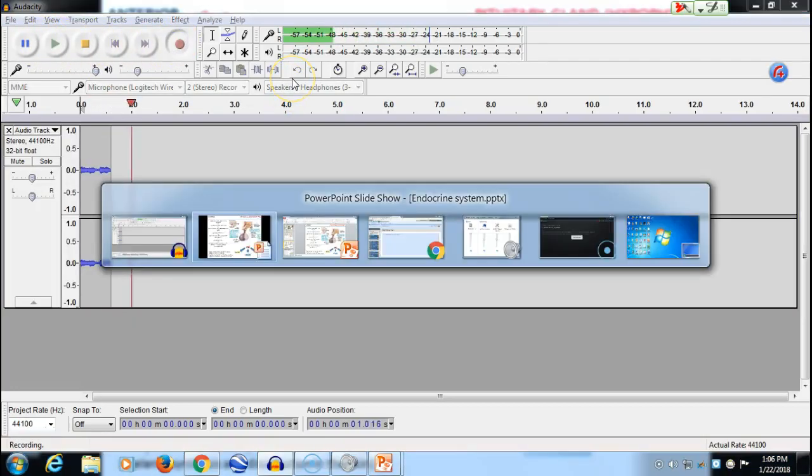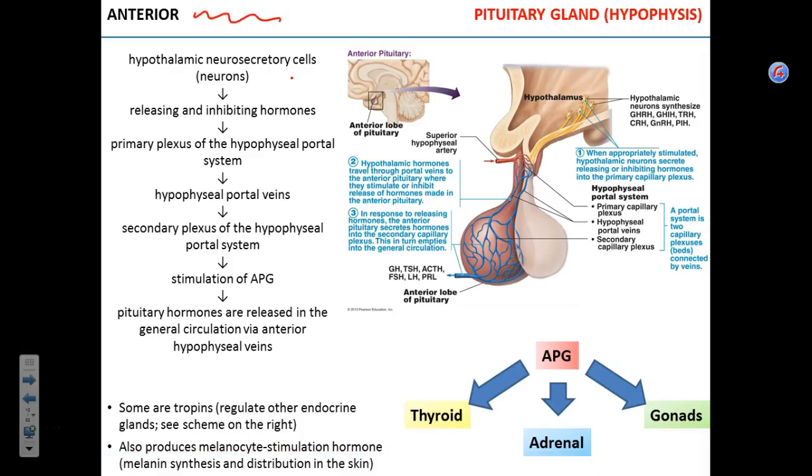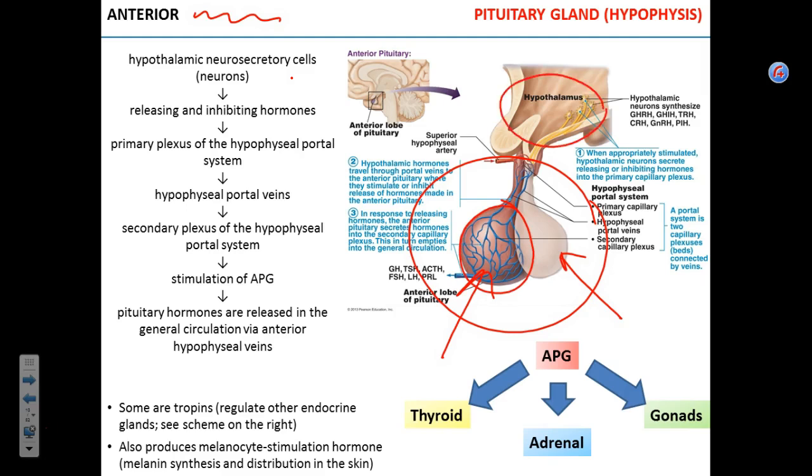There we go. So, just to remind you, so far we were talking about the pituitary gland as a whole, okay? There's two parts, right? The anterior pituitary and the posterior pituitary. But we are focusing now on the anterior portion, right here. It is connected to the hypothalamus.